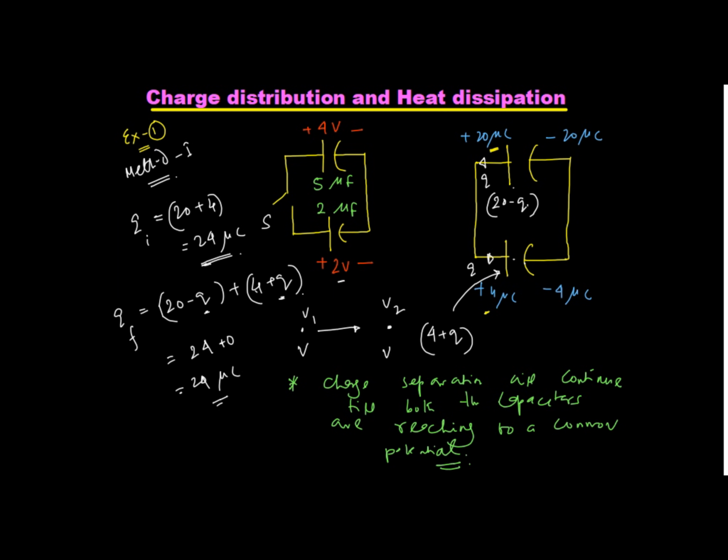So if that is the case, then try to understand: across this plate over here, this has charge 20 minus Q. So obviously this will have minus 20 minus Q. And the other capacitor has charge of 4 plus Q. So this will have minus of 4 plus Q. I am leaving that part aside, and I am imagining that both of them are reaching a common potential.